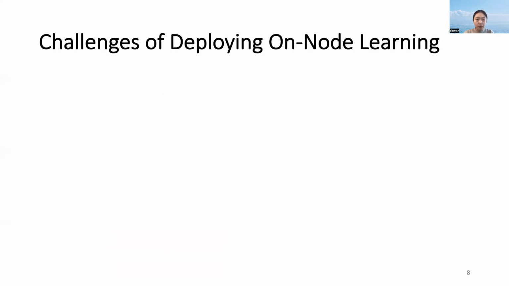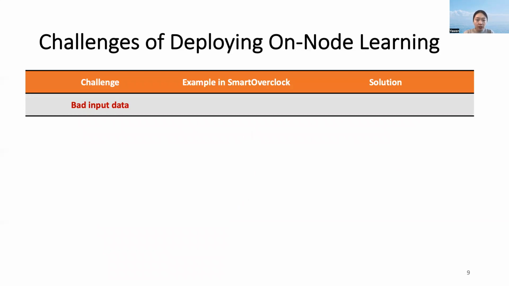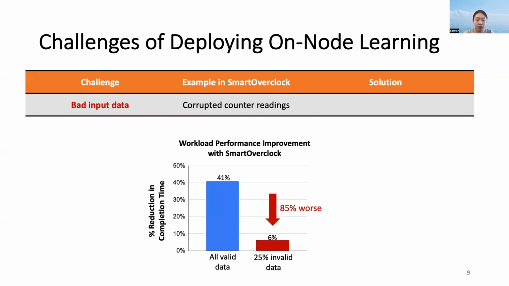Despite the many benefits of on-node ML, it remains challenging to deploy in production. The first challenge is that agents could read bad input data that causes models to be trained incorrectly. For example, the overclock agent could read invalid data from corrupted CPU counters. This plot shows that with 25% invalid data passed into the SmartOverclock model, the performance of the agent can degrade significantly by more than 80%. To avoid this problem, data assumptions should be explicitly checked and enforced during the run of the agent.